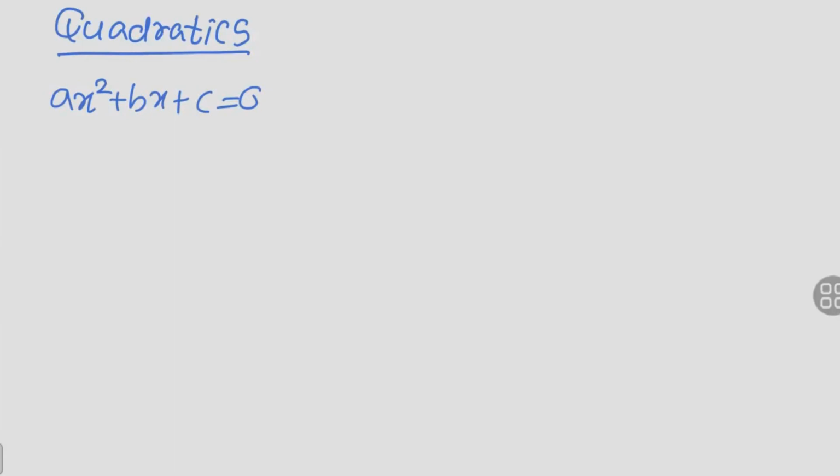Take the example I told you, 2x squared minus 12x plus 3 equals 0. Most probably the question asks, how do you write this one in this form? There are two methods to do it.